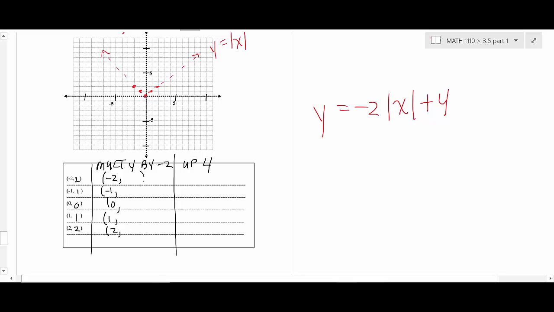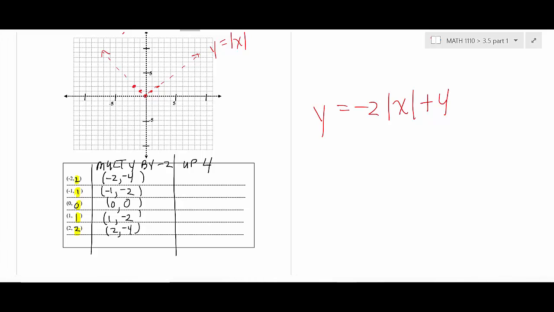Okay, and then what you're going to do, in your head, is take all of these y values, and multiply them by -2. That's what's going to cause this thing to stretch and reflect. So 2 times -2 is -4, 1 times -2 is -2, 0 times -2 is still 0, 1 times -2 is -2, and 2 times -2 is -4. Does everybody understand that? Okay, what's next?